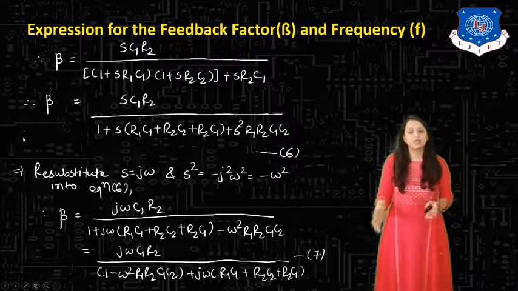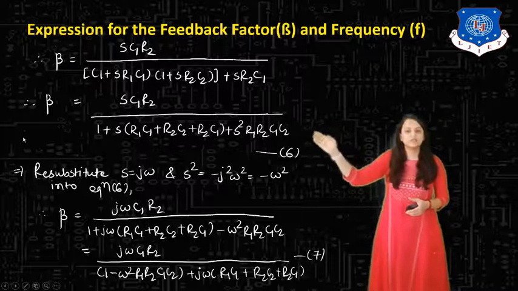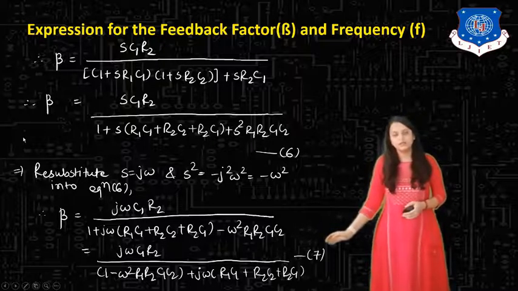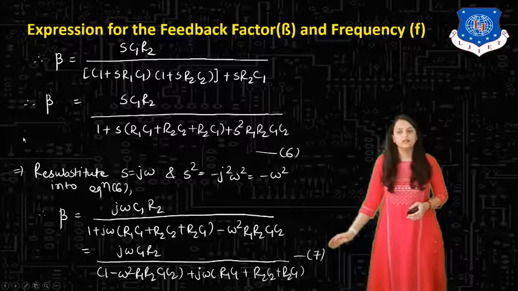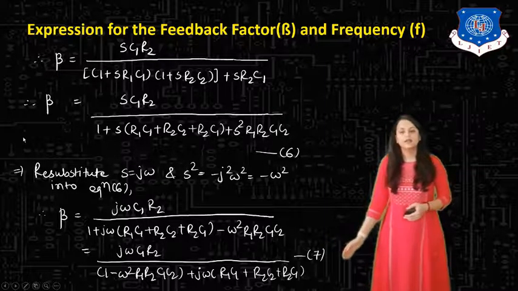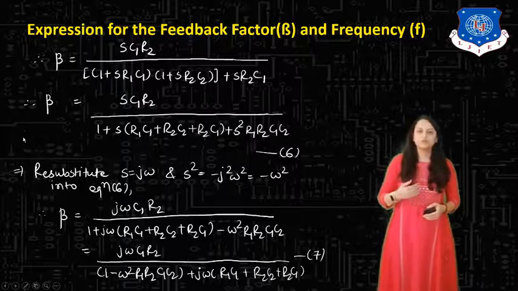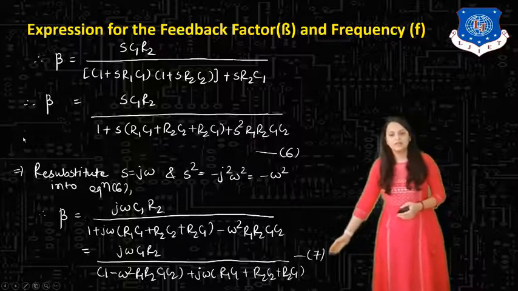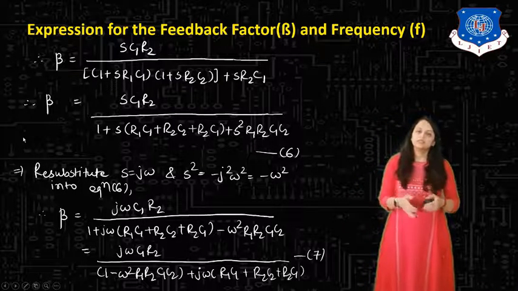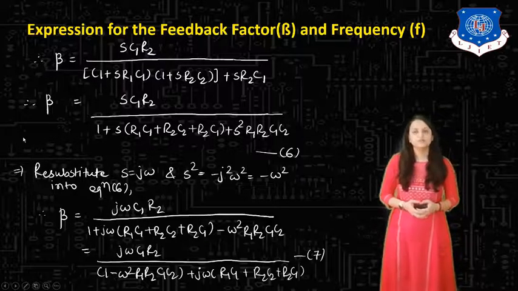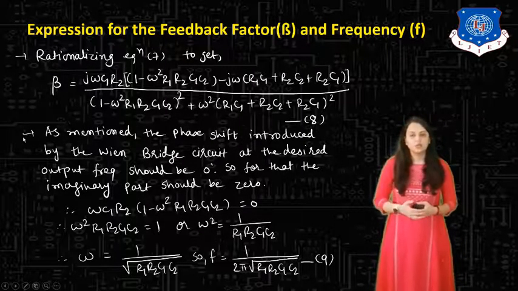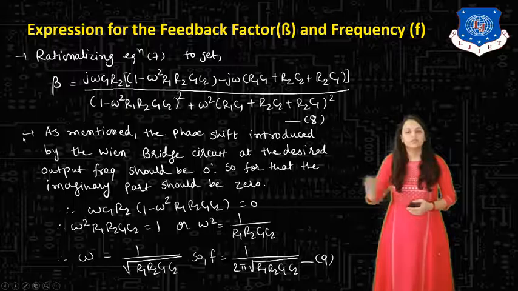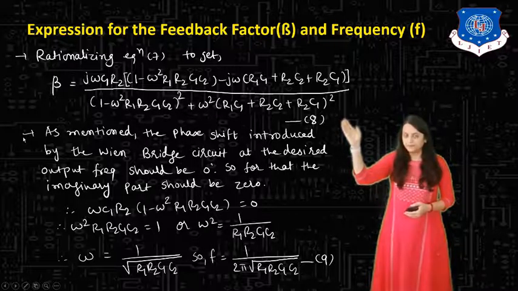Now let us resubstitute S equals j omega. This equation will be reduced to this, and if we take the imaginary part different and the real part common, we will get beta equals j omega C1 R2 divided by 1 minus omega square R1 R2 C1 C2 plus j omega in the bracket R1 C1 plus R2 C2 plus R2 C1. Let us give this as equation number 7. Now, if we rationalize the equation, that means we are dividing and multiplying with the conjugate of this, we will get this term. Let us give this as equation number 8.